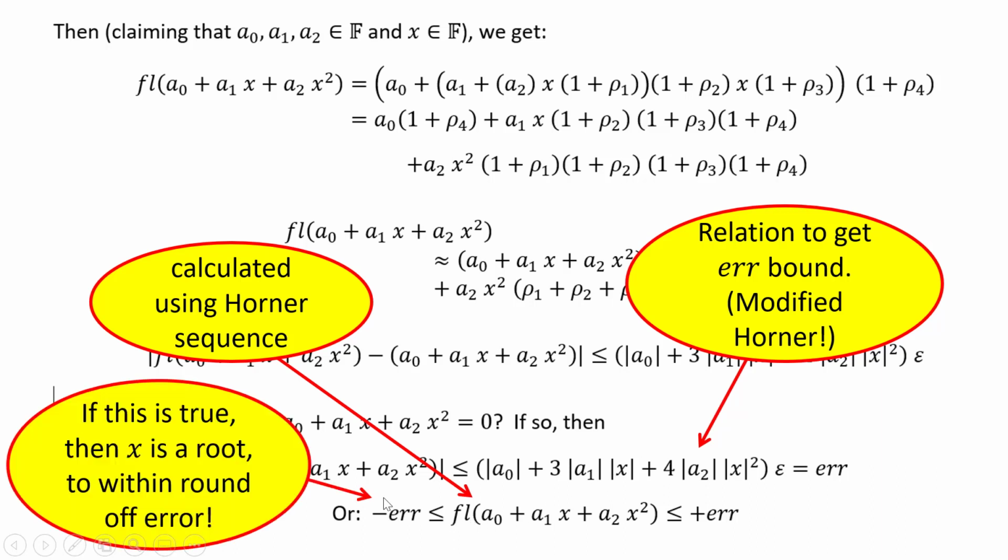So this would say, if this is true, then that proposed x is a root to within round-off error. I think it's pretty fascinating once you can wrap your head around that, how powerful that is.